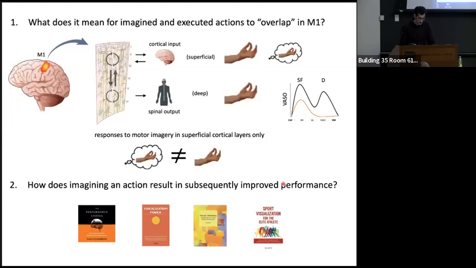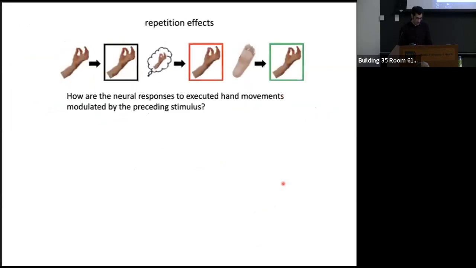So next, we wanted to know if we could look at the circuit and get an idea of how imagery might result in improved performance. And to do that, we looked at repetition effects. And so to be clear here, we're taking all of the tapping blocks and we're separating them based on the condition that preceded them. So repeat conditions where it's preceded by tapping, preceded by imagining, tapping preceded by toe wiggling.